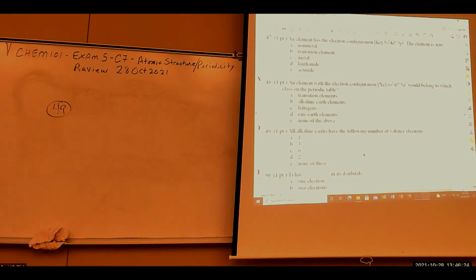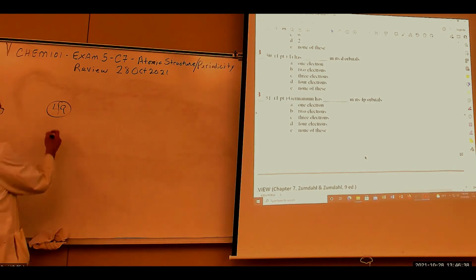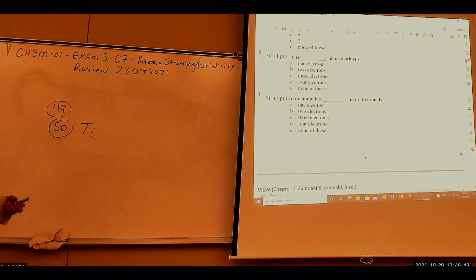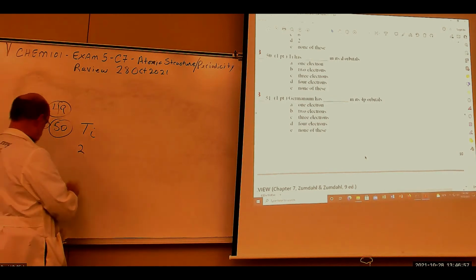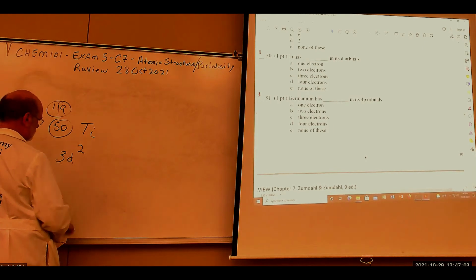Okay, we're on 50. Titanium. Titanium has how many electrons in its d orbital? All you need to do is go to your periodic table and find titanium. Right? D orbital, D1, D2. It's got 2 electrons. Let's see, which D is that? 3D. 3D2.